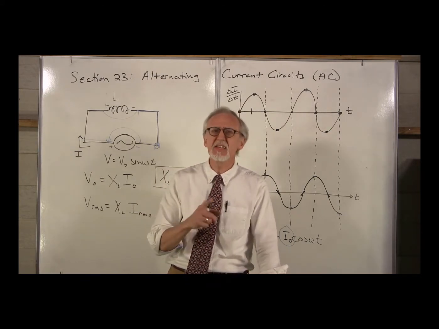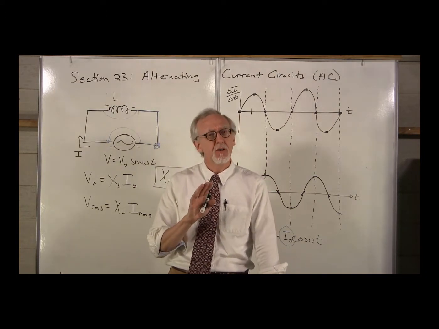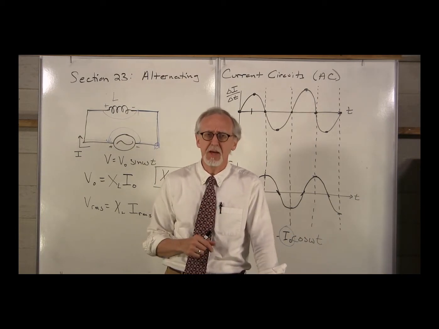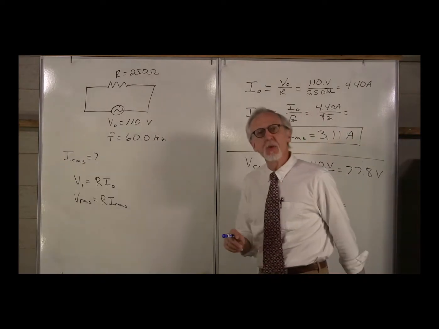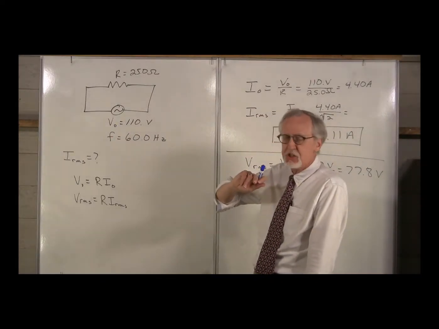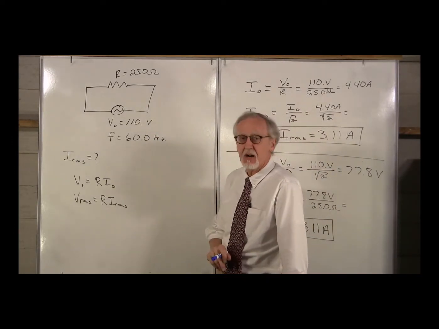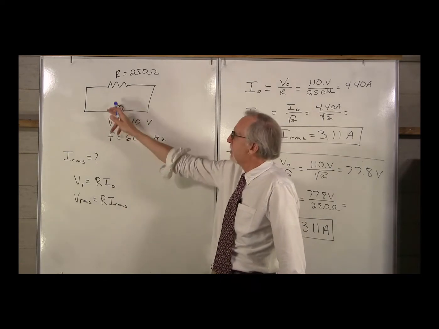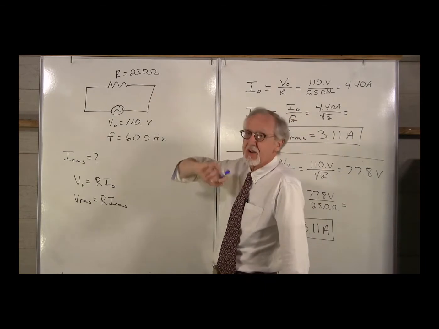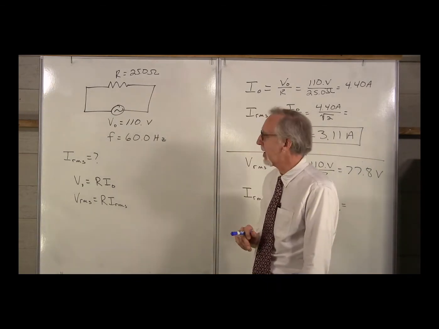Very good. Let's stick some numbers in all of these equations. We've got a lot of equations, but some of them are very similar to each other. Let's imagine we have an AC circuit with a power supply with a voltage amplitude of 110 volts and a frequency of 60 hertz, connected to a resistor all by itself of 25 ohms. Let's figure out what the RMS current, IRMS, is.